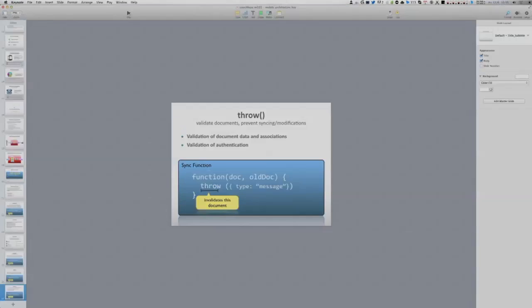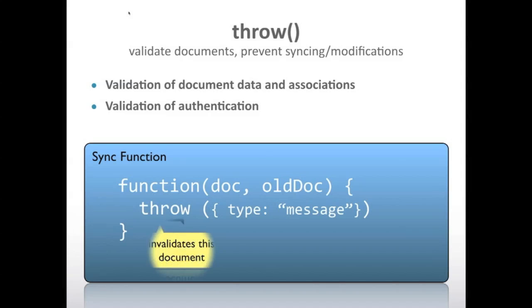So the throw function, this is better. The throw function invalidates this document. So when this document's being saved, most likely you're going to have an if condition before you actually do this throw. There are two types, unauthorized and forbidden, that you put in that JSON hash, and then the message. So there's a few different types that you can use, and they correspond to 401s and 403s.